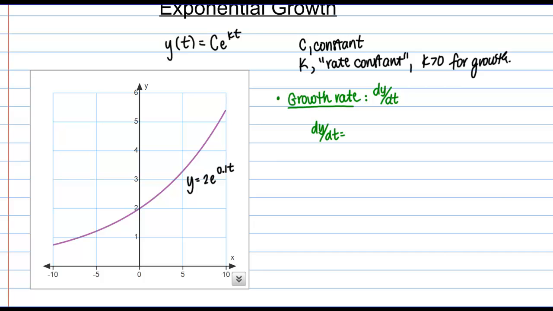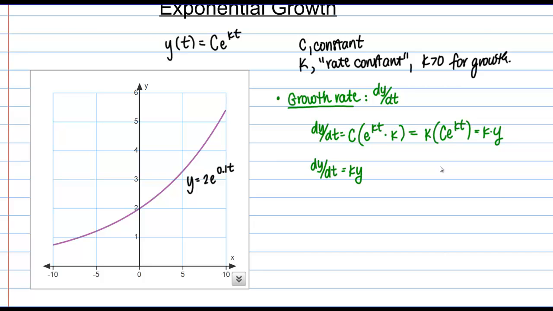Well, I have this constant c out front. That's just a constant, so it's going to stay. And then I need to take the derivative of e to the kt. Well, that should be e to the kt times k because of the chain rule. So if I rearrange this a little bit, I could write it as k times c e to the kt, or k times y, where y is just the original function. So then what we see is that dy dt, the growth rate, equals ky.